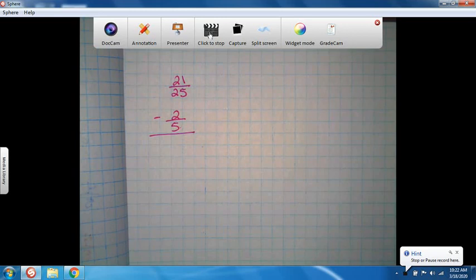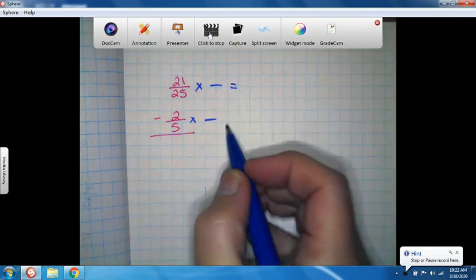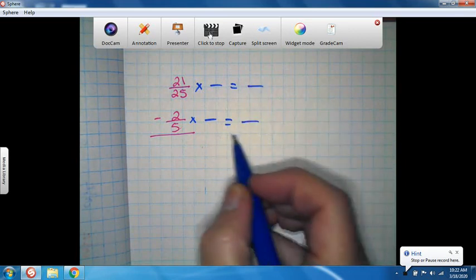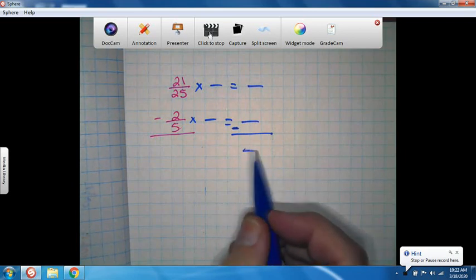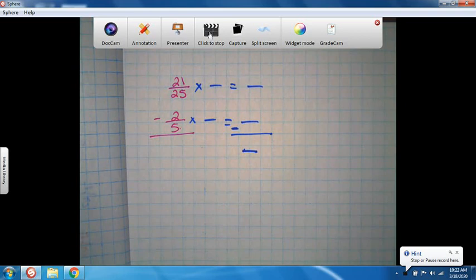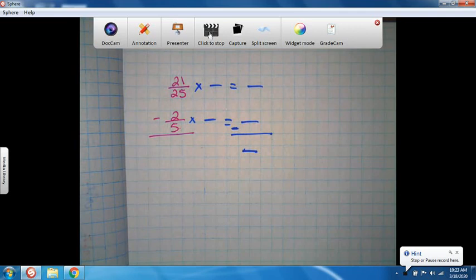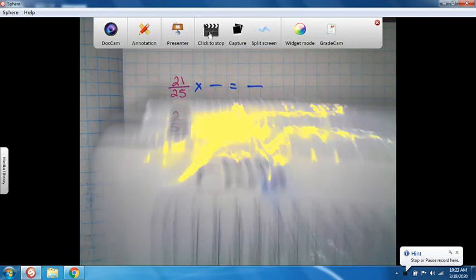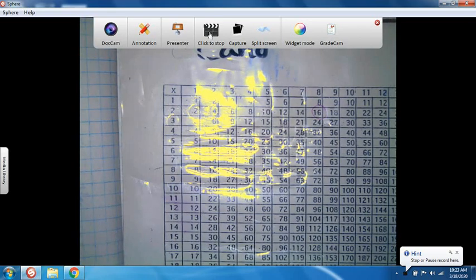So let's take a look here. So set it up, times, times, line, line, equals, equals, line, line. Big line, copy your sign, that's the important step right there. And then little line. Okay, so we need to find the least common multiple of 5 and 25. Well, you should already know that, but if not, get out your handy dandy toolkit and find a 5 and a 25 in the same row.